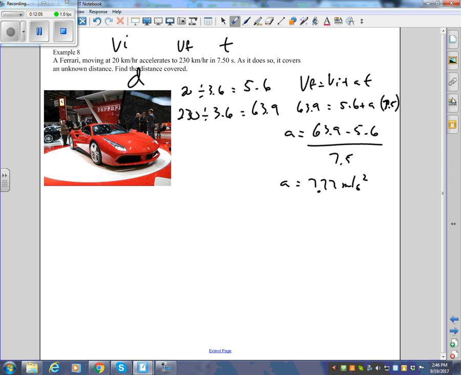Now we're going to go d equals VIT plus a half AT squared. Initial velocity. Now, should I use the 20? No, because the acceleration is in meters per second squared, so I need to use the 5.6. Now, here's where you got to write it out, right? Because it's not 0.